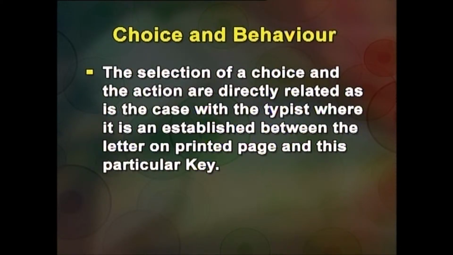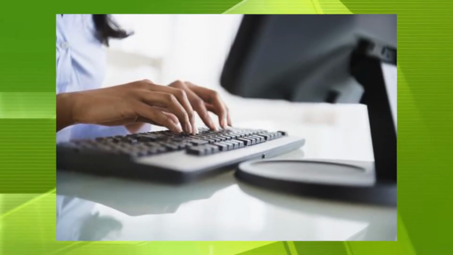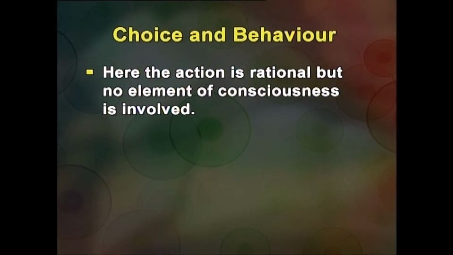So, the selection of a choice and the action are directly related, for example, with the typist, where a link is established between the letter on the printed page and the particular key. Whatever key the typist types, the same letter is going to appear on the paper. The same choice is going to determine the action. So, whatever choice you have taken, the same type of action will follow. Here the action is rational, but no element of consciousness is involved.